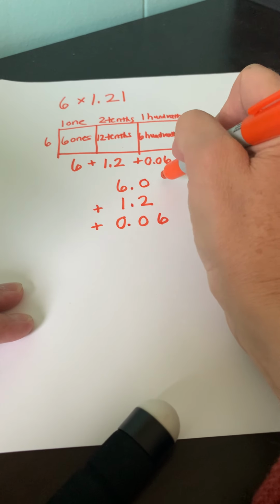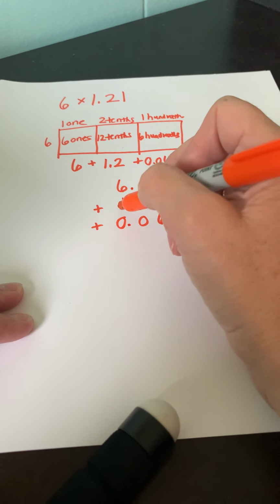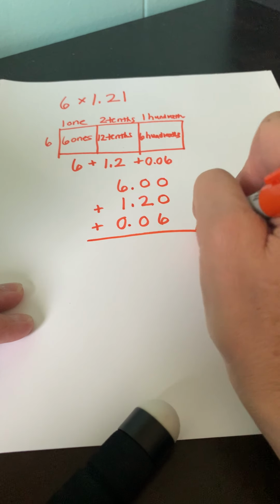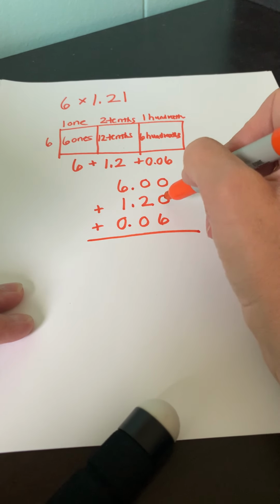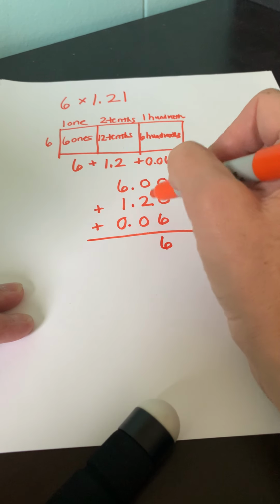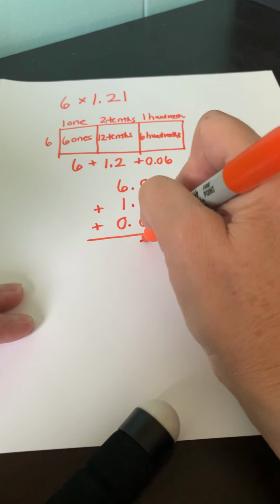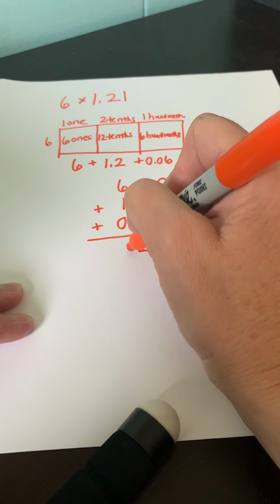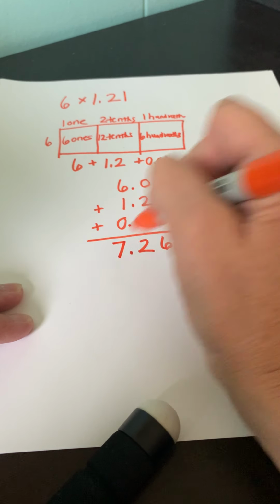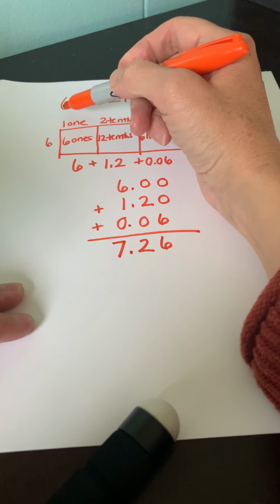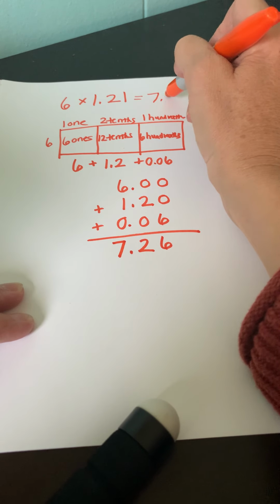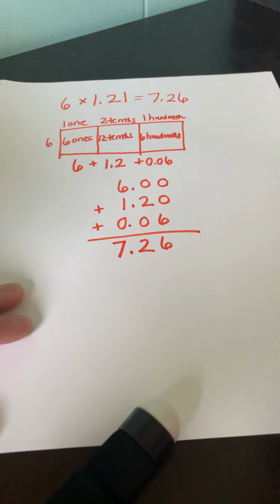6 we can write as 6.00. 1 2/10 is the same as 1 20/100. Then we can add 0 plus 6/100 is 6/100. 0 plus 2/10 plus 0 is 2/10. Bring down your decimal. 6 ones plus 1 is 7 ones. 6 times 1 21/100 equals 7 26/100.